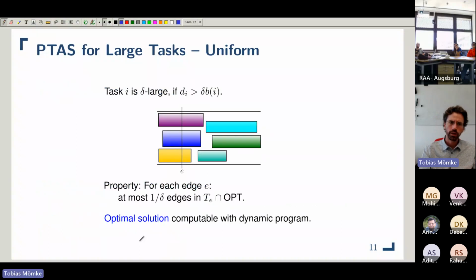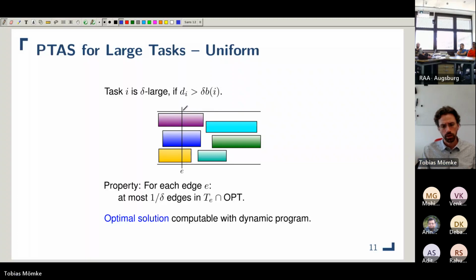Now the other extreme is large tasks. So a task is large if its demand is greater than delta times the bottleneck capacity. And for that, we first look at a simple case where we have uniform capacities. That is, here is 0, here is our u_e for each e. And now we have this nice property. Since these tasks are large, any feasible solution can only stack 1 over delta tasks on top of each other. Because otherwise, of course, we would exceed the capacity. Each task is at least delta, and delta times 1 over delta is 1. So we would exceed the bottleneck for that edge.